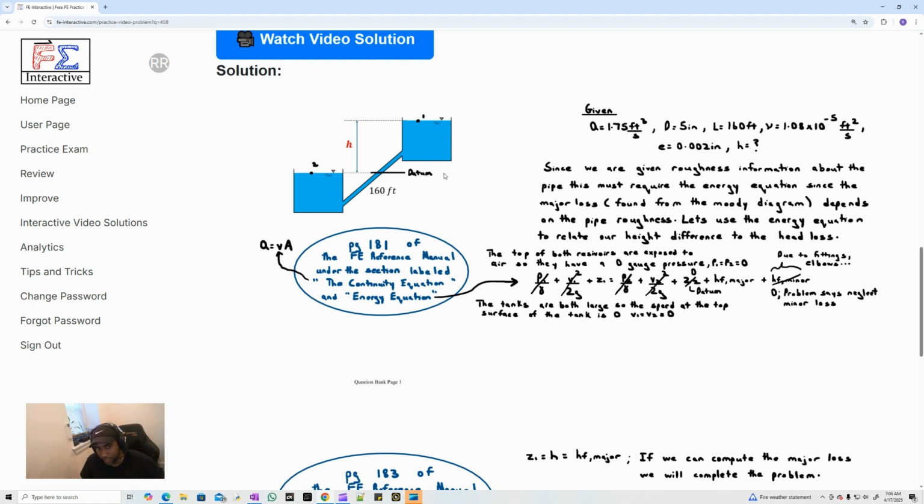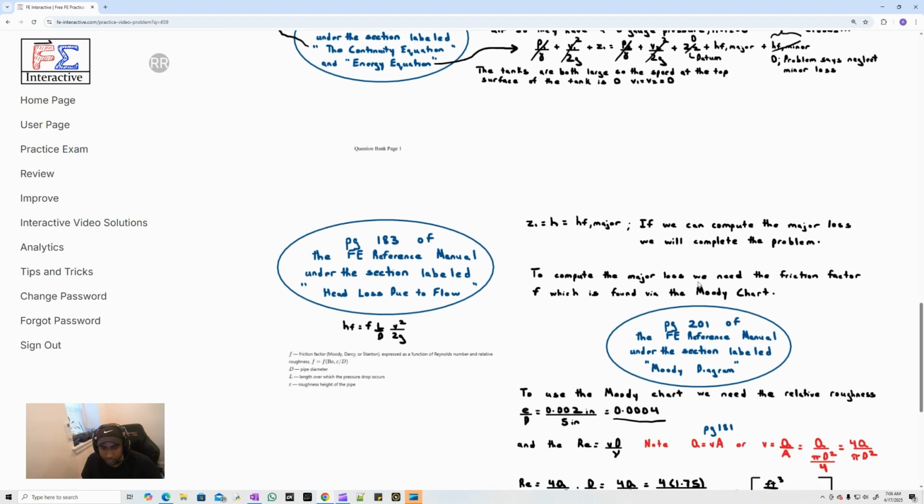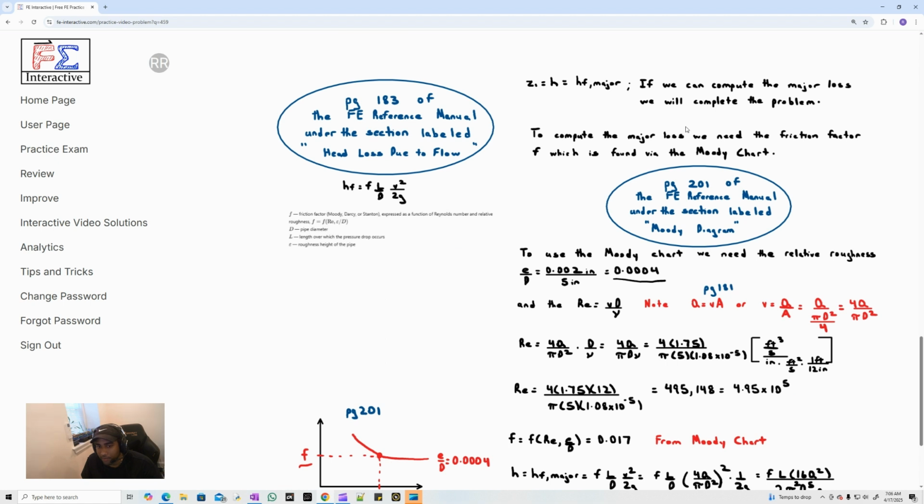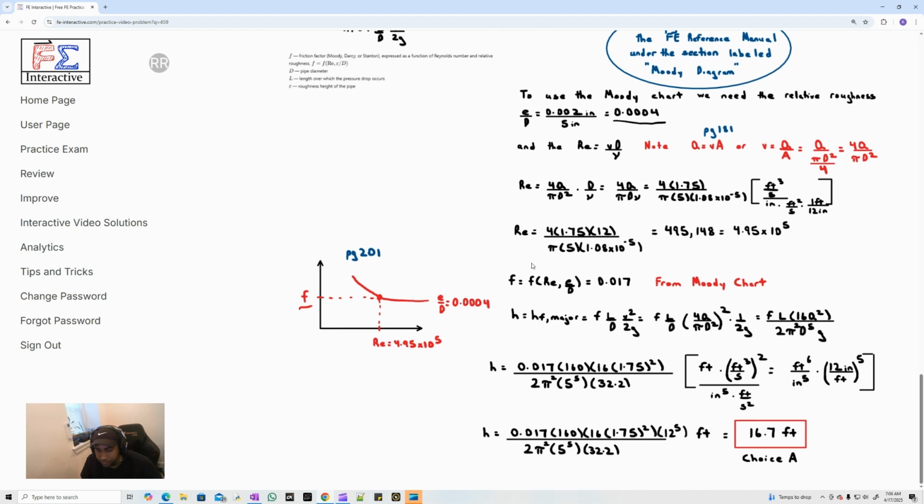We made 0.2 our datum, so that means that our height, h, was just z1. We set that equal to the major loss. We neglected the minor loss. So we used the Moody diagram, went ahead and found the major loss, finding that friction factor term with our relative roughness and Reynolds number that we calculated. We were able to plug into that h value using the Darcy-Weisbach equation and found the height in the end was 16.7 feet.